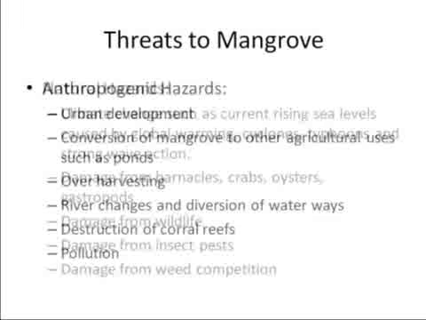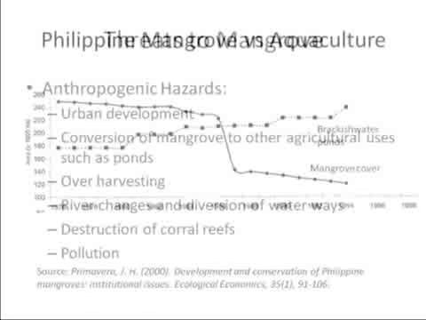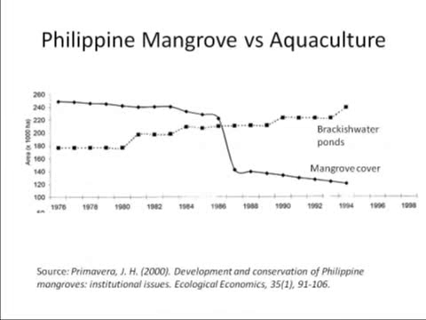But the biggest threats to mangroves are anthropogenic or man-made causes, and include urban development, conversion of mangrove to other agricultural uses such as ponds, overharvesting, river changes and diversion of waterways, destruction of coral reef, and pollution. For example, the expansion of aquaculture in the Philippines in 1981 ushered in a massive conversion of mangrove forest into brackish water ponds and the decline of mangrove cover.